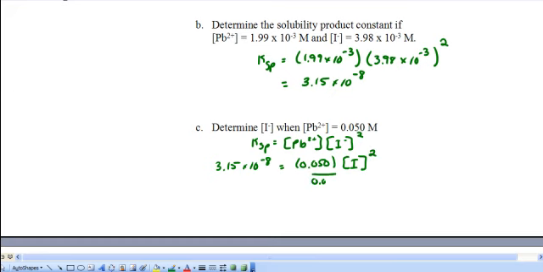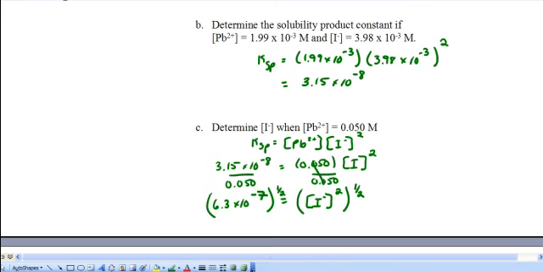Divide the 0.050 over to the other side. And now the iodide squared is going to equal the 3.15 times 10 to the negative 8 divided by the 0.050. I'm getting 6.3 times 10 to the negative 7. And now you do have to look, this iodide is squared, so we're not done yet. We're going to have to raise both of these to the 1/2 power, or simply take the square root of both sides. And now, let's go ahead and finish the calculation up this way.